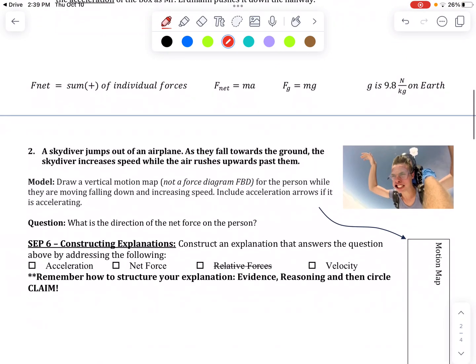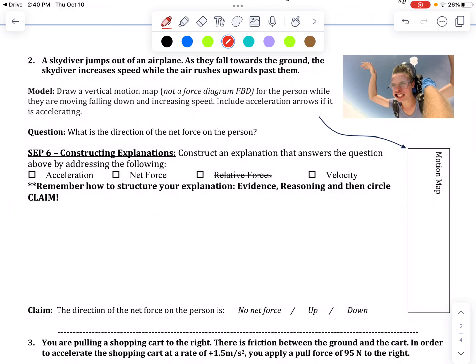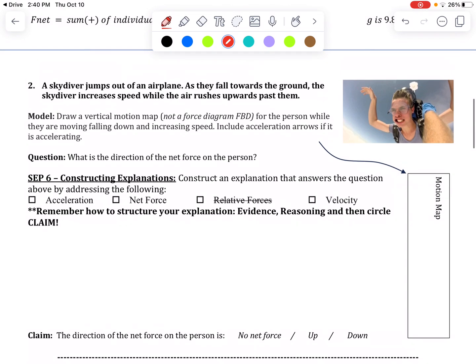All right, let's look at the next SEP6 problem. So this time we'll go through it again. So we read the problem. A skydiver jumps out of an airplane. As they fall towards the ground, direction is always important. The skydiver increases speed while the air rushes upwards past them. So this sounds kind of important. There's an air that's rushing past them.